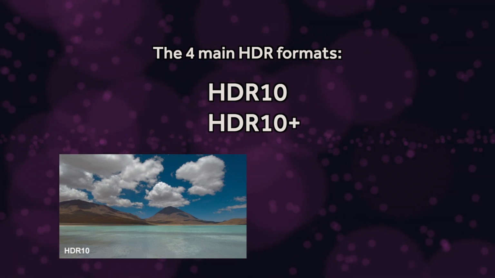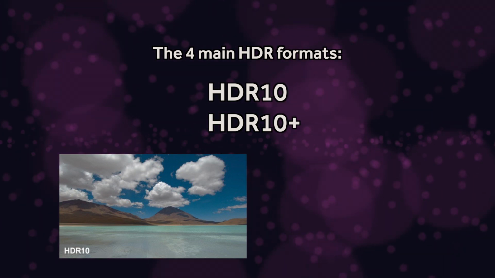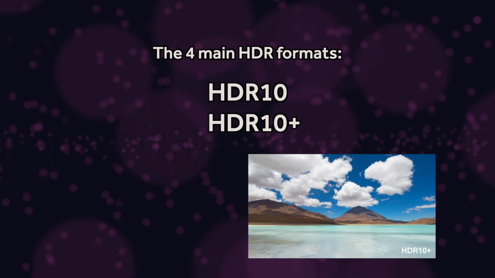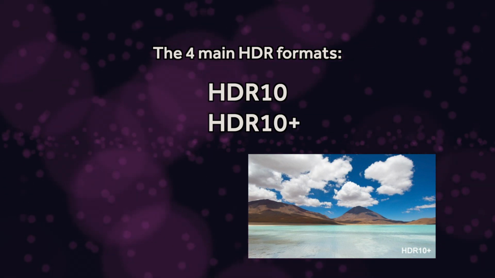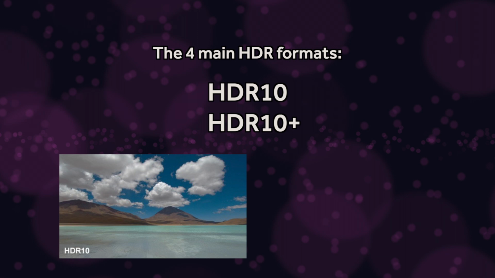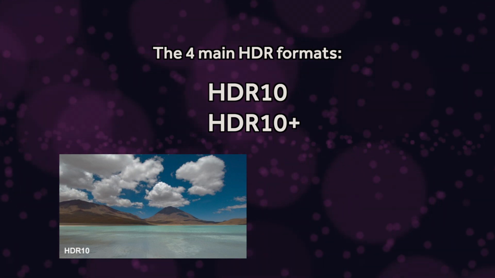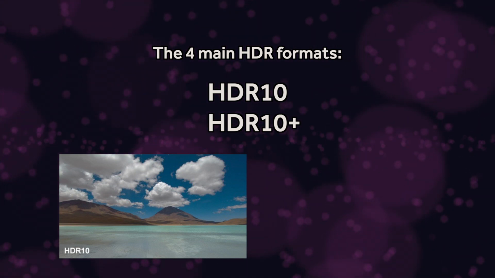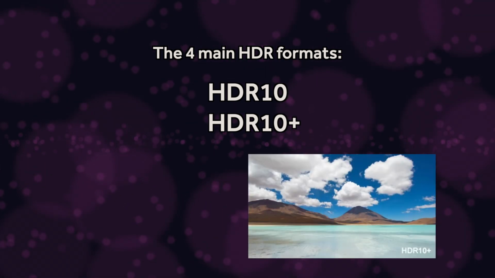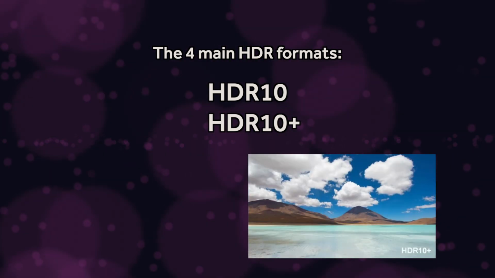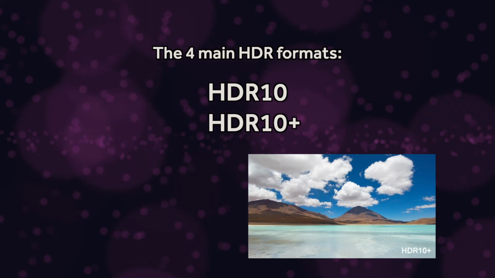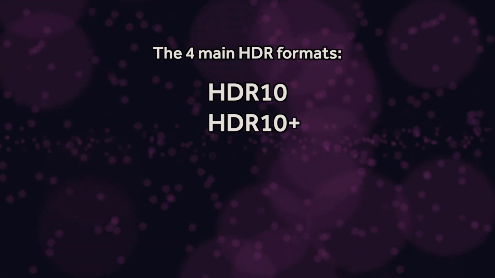The metadata tells the TV how the brightest and darkest parts of the image were mastered in the studio on a scene-by-scene basis, so the TV can more accurately apply what's called tone mapping, which helps it display the content optimally according to its performance characteristics. Each manufacturer has their own idea of how this tone mapping should be applied.